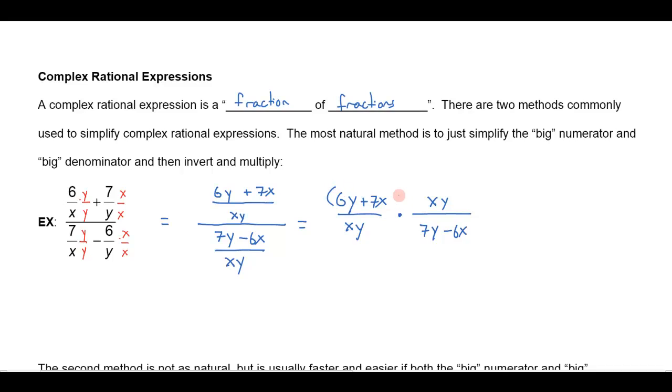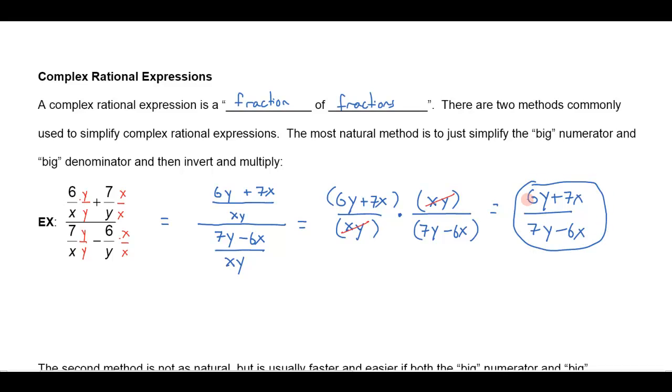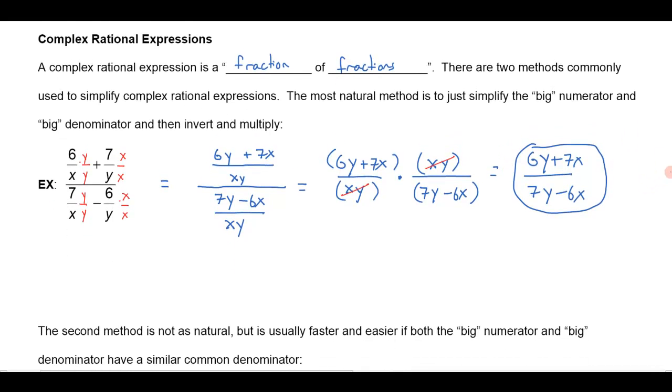Okay, so these are all factors. Everything's multiplied, so I can go ahead and cancel. I've got an xy here that cancels, and I will just end up with 6y plus 7x all over 7y minus 6x. Okay? Now I think that's fairly natural and it's fairly easy, but there is another method that's not quite as natural, but it actually ends up being usually faster and easier.